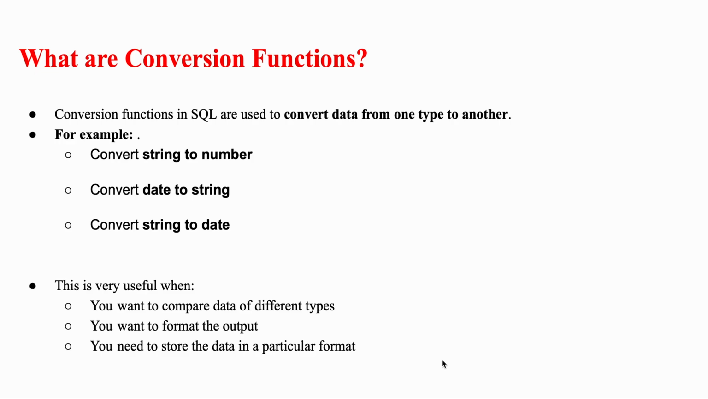Let's get started. So, here's the idea behind conversion functions. Sometimes in SQL, you are working with different types of data, numbers, text, dates, and you need them to talk to each other. That's where these functions come in. They help you convert, say, a string into a number or a date into a text, and so on. It's super handy when you are comparing values, formatting results for a report, or just making sure the data fits the format you want.